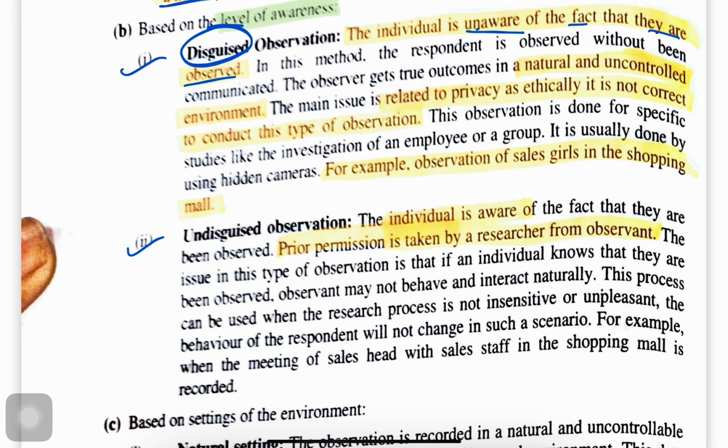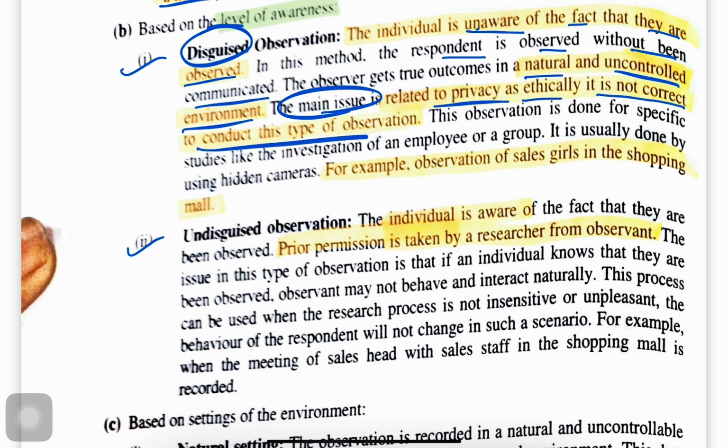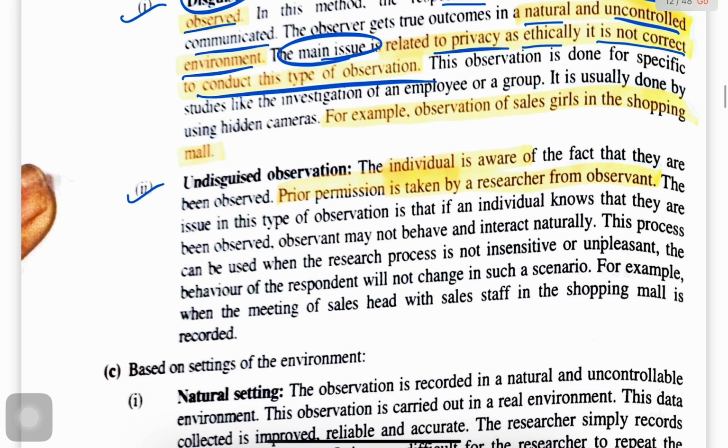In this method, the respondent is observed without being communicated with. It is more of a natural and uncontrolled environment. The main issue here is that ethically it is not correct to observe someone without their consent. It is mainly related to privacy, as ethically it is not correct to conduct such type of observation. For example, observation of a sales girl in the shopping mall.